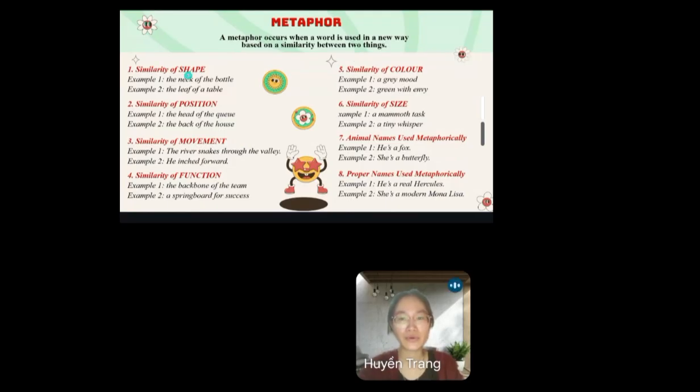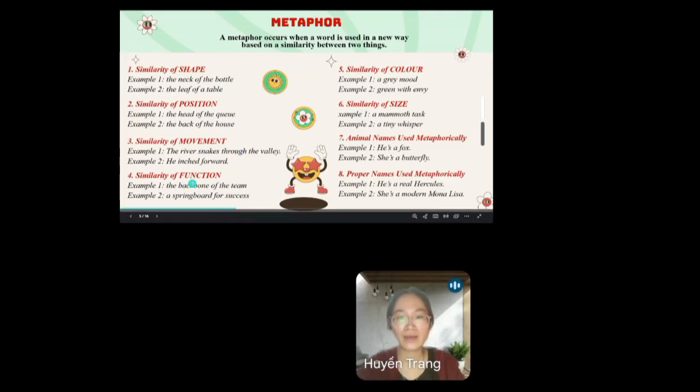First, some metaphors rely on shape. For example, the neck of the bottle. In this sentence, we use neck because the bottle narrows like a human neck. Second, metaphors can be based on position. The head of the queue means the first person in line, just like the head is the top part of the body. Third, metaphors can relate to movement. For instance, the river snakes through the valley means the river curls back and forth like a snake.